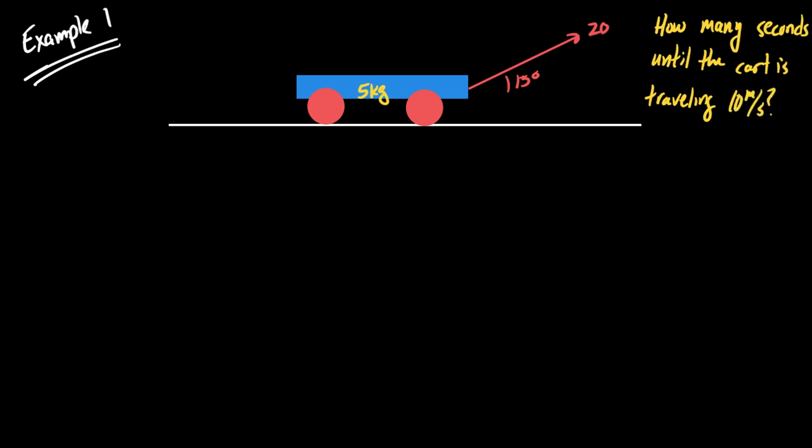All right. Here's your question. I have a cart being acted on by a 20 Newton force at an angle of 15 degrees to the horizontal. The cart has a mass of 5 kilograms. How long until the cart is traveling 10 meters per second? This is example 1. And I want to tell you exactly what this example is about.